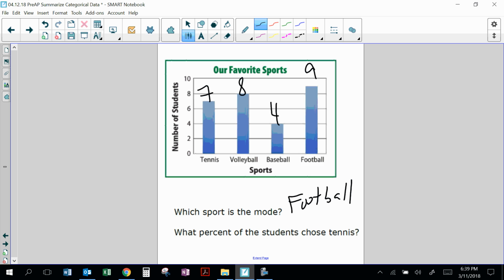What percent of students chose tennis? Well, tennis was selected by 7 students, out of how many is the question. So if you add up, that's 15. This is 13. So 15 plus 13 is 28. So we need to turn this into a percent. Can 28 go into 100? Not really, but can 28 go into 7? Yes. Divide by 4. Divide by 4. 25% of the students chose tennis. Did you know you could simplify 7/28 by dividing by 7, and that'd be 1/4? And a lot of you have memorized that 1/4 is 25%.